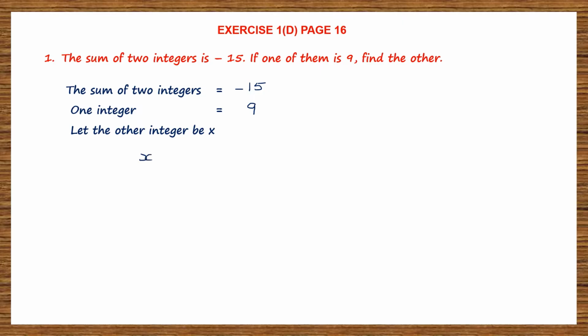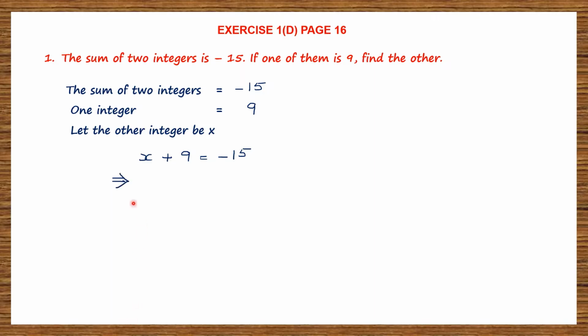So x plus, we are adding up, isn't it? The other integer is 9. x plus 9 is minus 15. Now this has become an equation. We've learned equations earlier. Now we have a left hand side here and a right hand side, and we are saying they're equal to each other. So this is an equation. Now we have to solve for x.